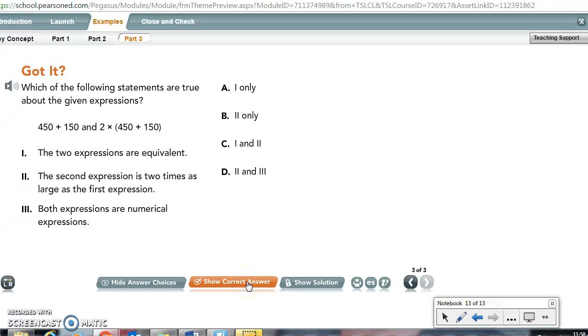If you've done that, the correct answers are just 2 and 3. The two expressions are not equivalent because this problem right here is having you multiply it by 2. So it's twice as big as this, which means 2 must be correct because this problem is twice as big as the first one because we're multiplying by that 2. Both expressions are numerical because they just use numbers. So therefore, they're both numerical expressions.